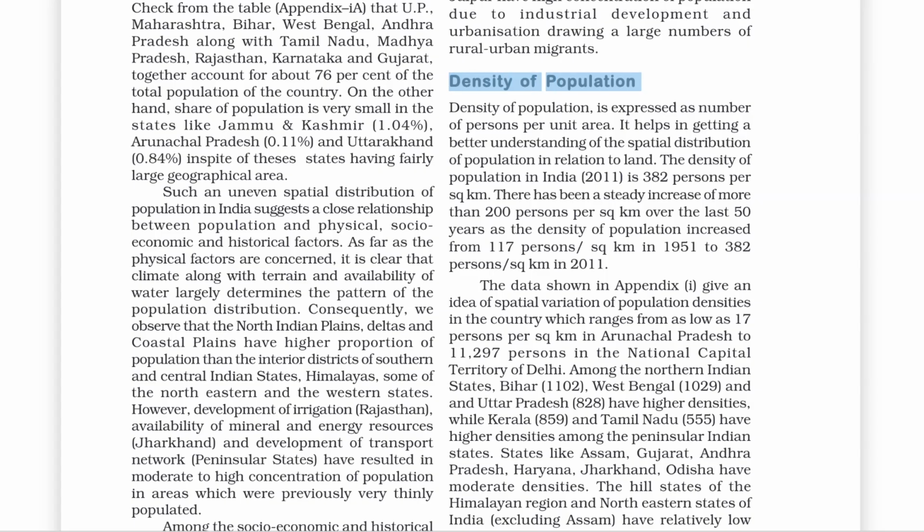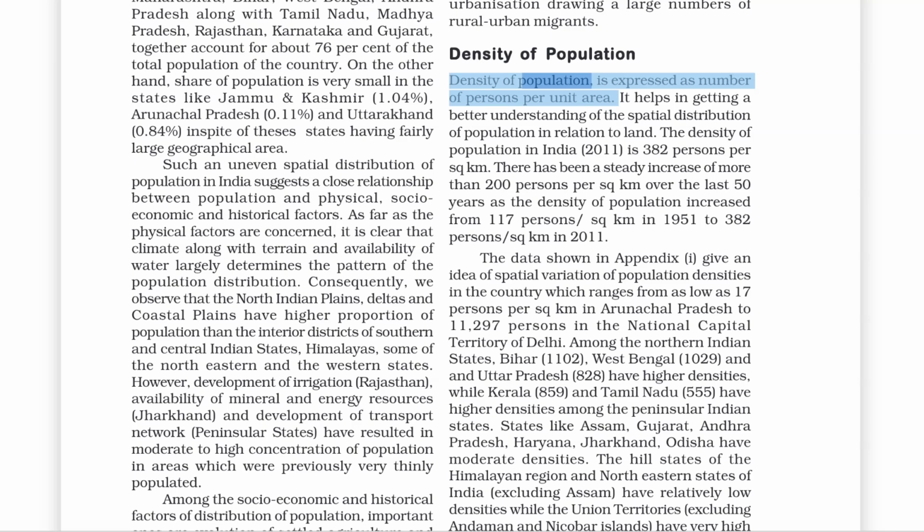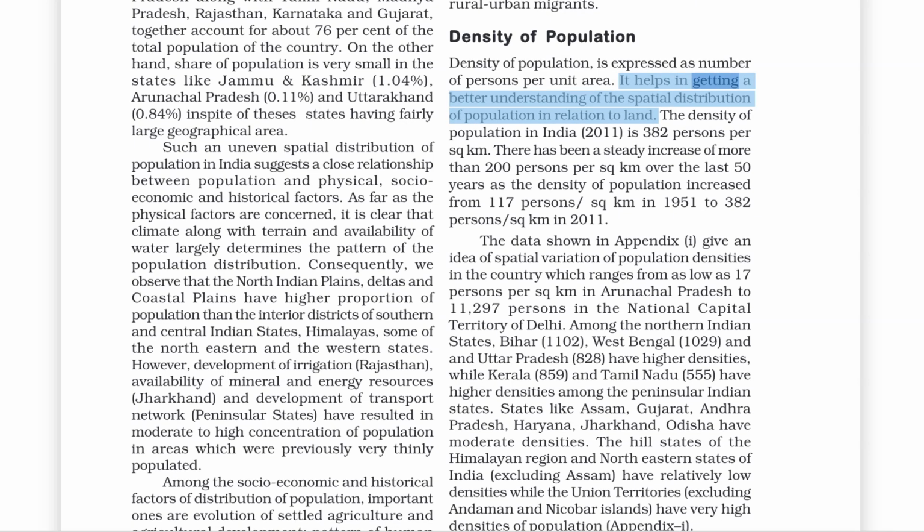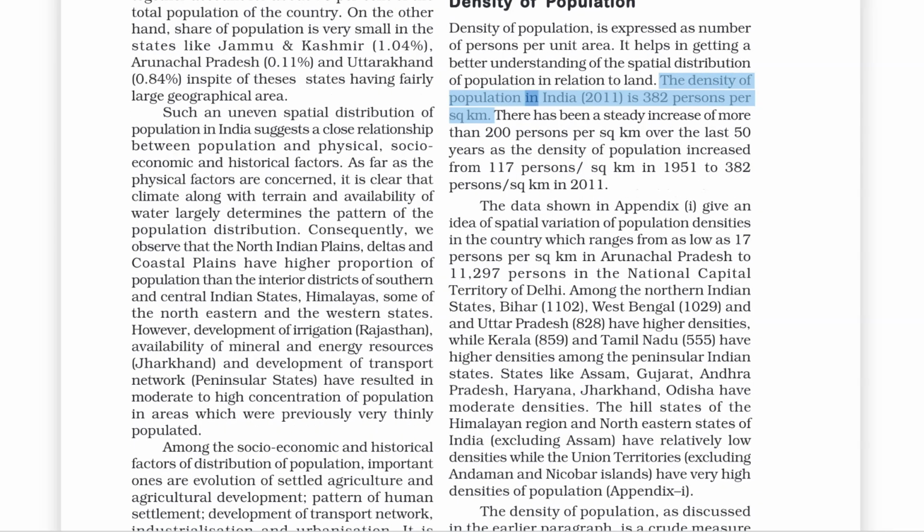Density of population. Density of population is expressed as number of persons per unit area. It helps in getting a better understanding of the spatial distribution of population in relation to land. The density of population in India, 2011, is 382 persons per square km.